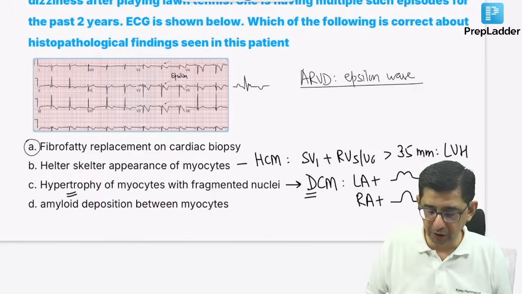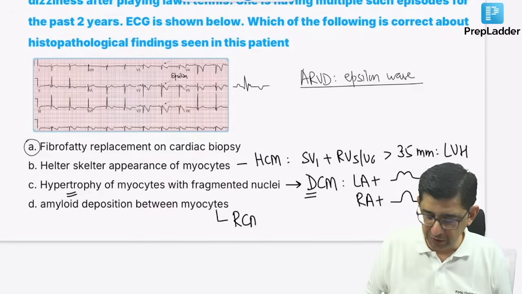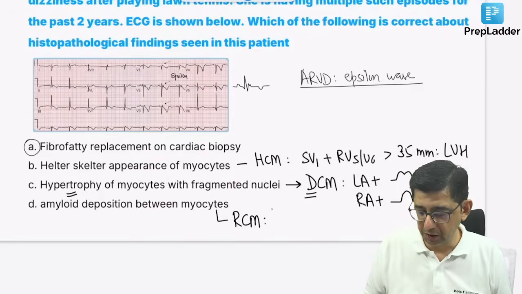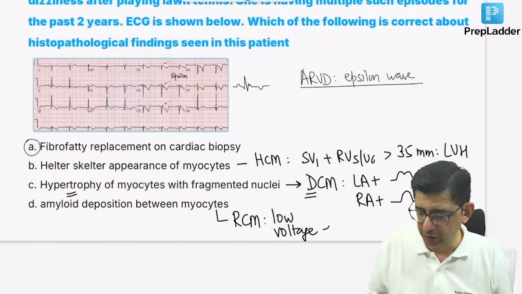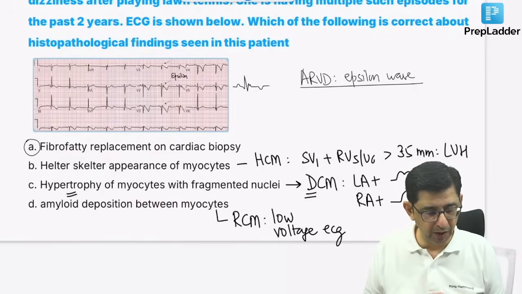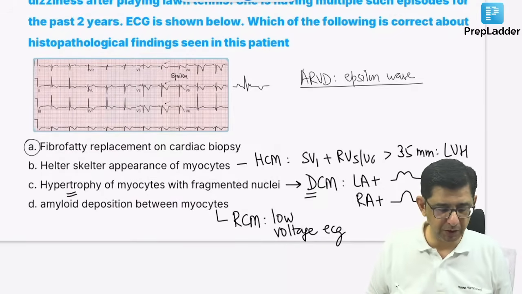And then amyloid deposition between the myocytes. That is always a feature of restrictive cardiomyopathy. And restrictive cardiomyopathy can not only have chambers that are normal size, it could also have a low voltage ECG. The correct answer in this case is option number A.